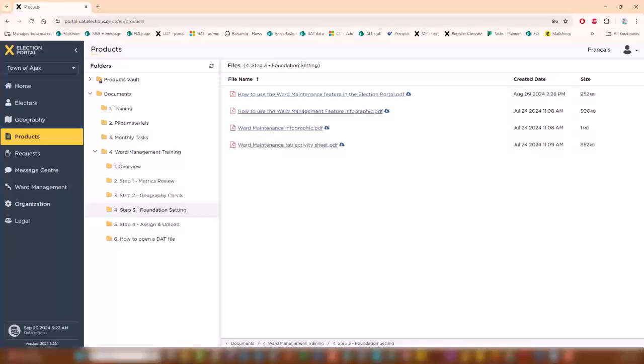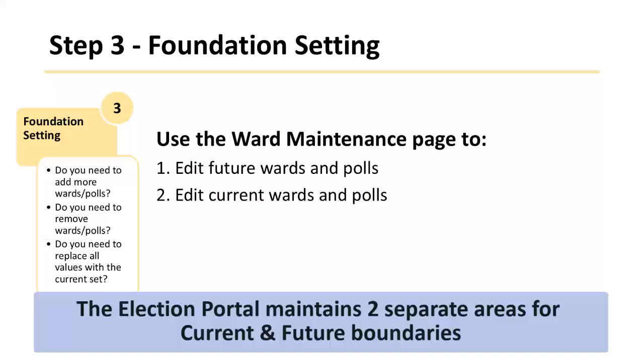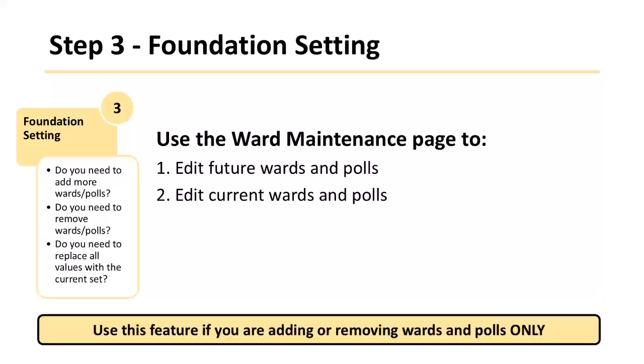Let's review Step 3. The Election portal maintains separate areas for current and future ward boundaries to ensure that changes do not impact the existing one. Step 3 is Foundation Setting. This is where you are going to establish a clear foundation and hierarchy for your wards and polls.